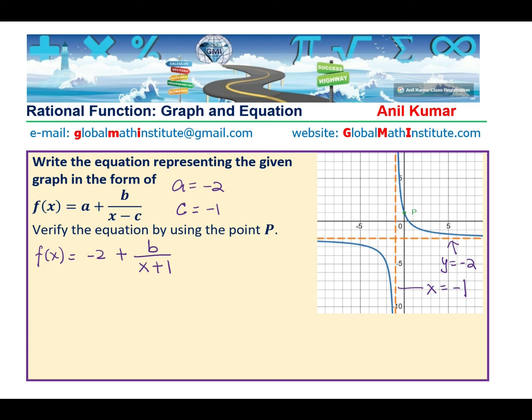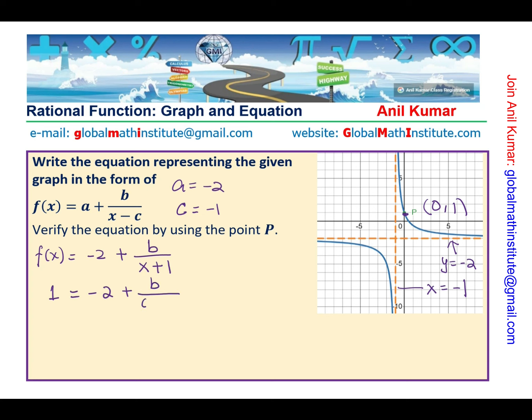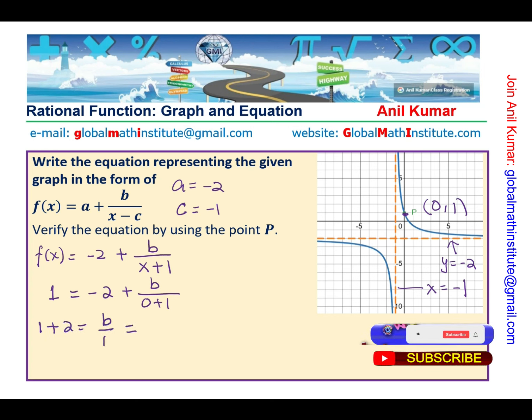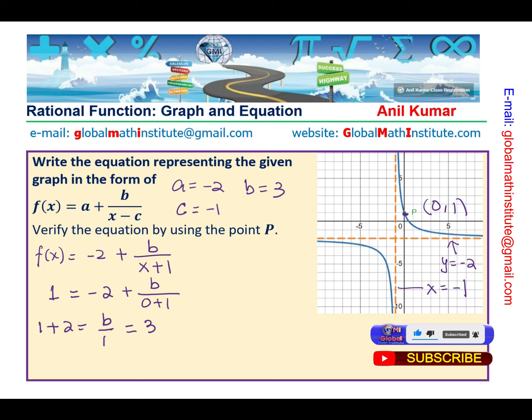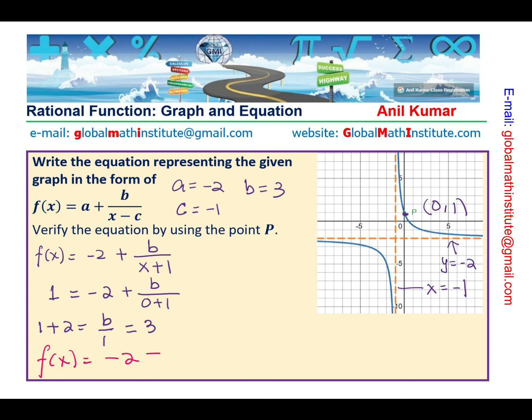Now, let's look at the point P, right? Point P is the y-intercept at x equals 0. We get y as 1. So substituting 0 for x, we get f of x as 1, right? So minus 2 plus b over x equals 0 plus 1. Correct. Bringing 2 to this side, we get 1 plus 2 equals b over 1 or b, which means b is 3. And since b is equal to 3, let me write here first. Then we could rewrite the function f of x as equal to minus 2 plus 3 over x plus 1.